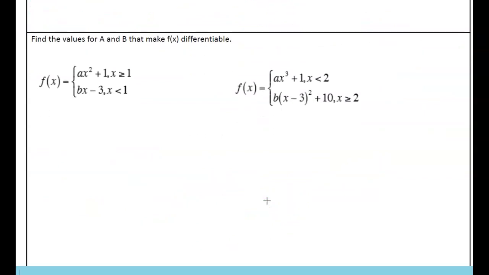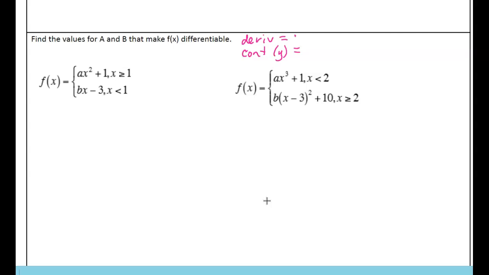Now, on the last question, these could be free response or multiple choice, but it says find the values of a and b that make f of x differentiable. So what's going to happen is, because we have two parts and we know it's differentiable, it means that our derivatives are equal. But differentiable implies that it's also continuous. So that means that our y values on the original function are equal. And so you're going to end up with a system of equations to solve.